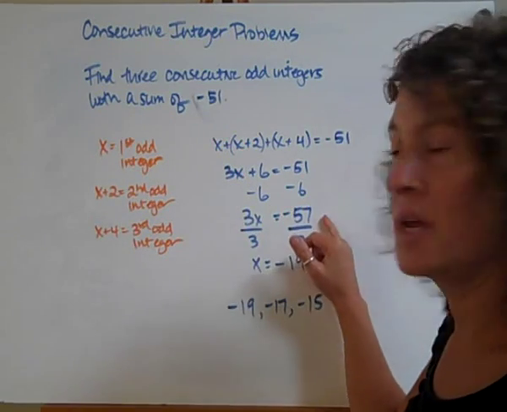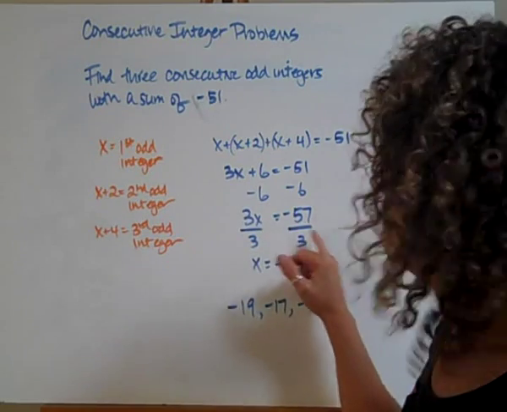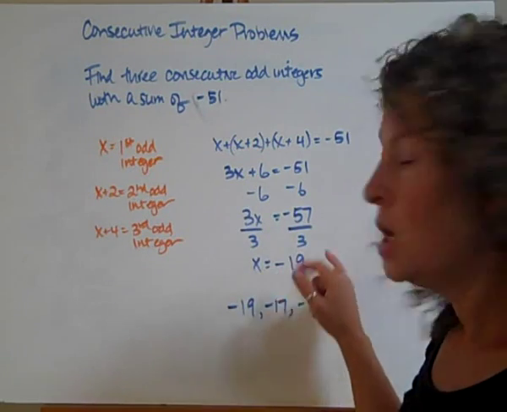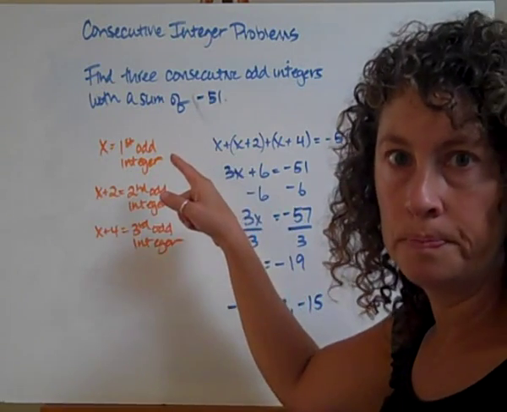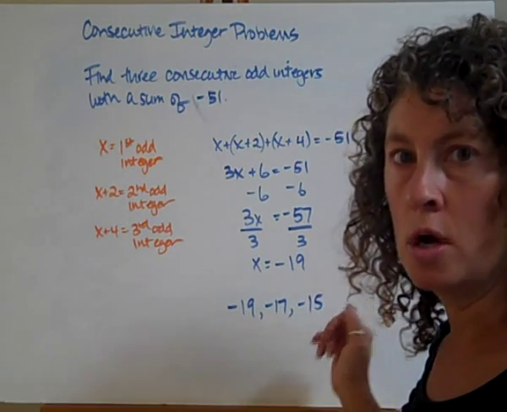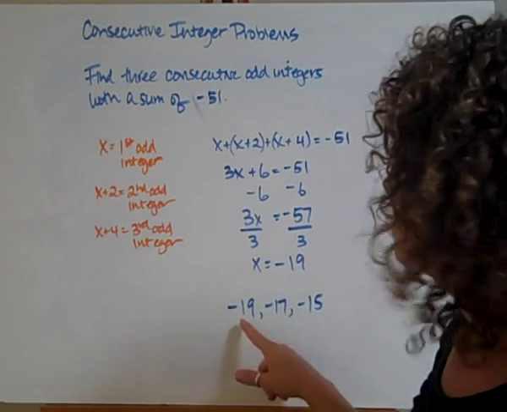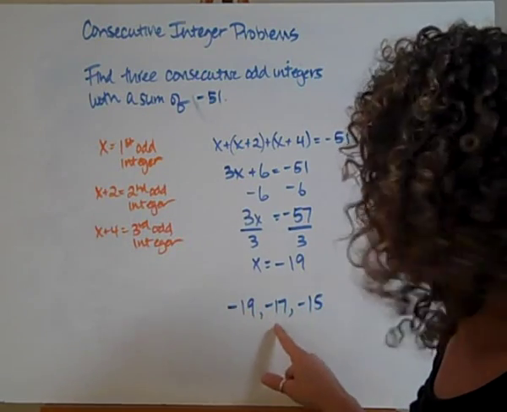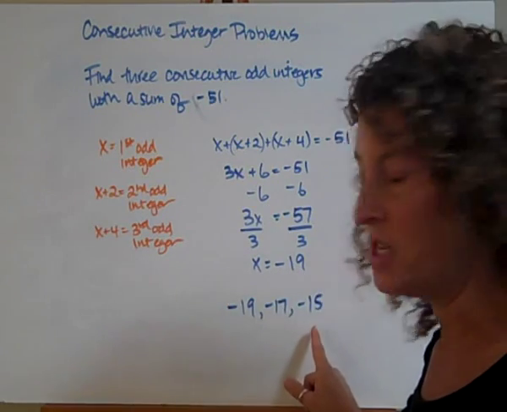I have 3x equals negative 57. I'm going to divide by 3. Notice the fraction bar, please. x equals negative 19. So this is the value of my first odd integer. I still need to go back and define what my other 2 odd integers are. Don't forget they were odd, and don't forget this is a negative. So negative 19 plus 2 is negative 17, and negative 19 plus 4 is negative 15.